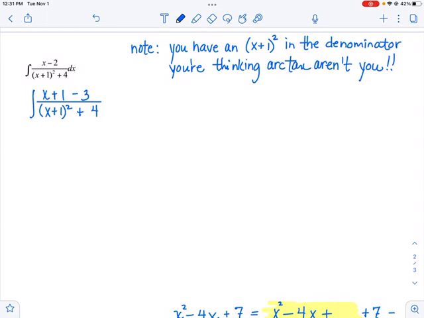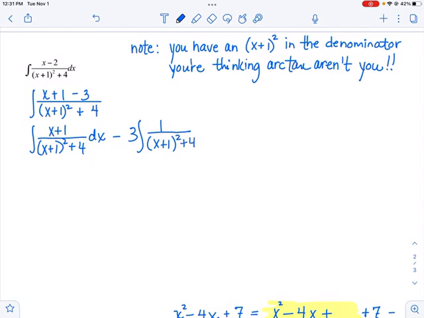So let's see how this works. If I take this, it'll be the integral of x plus 1 over that whole denominator, x plus 1 squared plus 4 dx. And then I could make that just a minus 3 times the integral of 1 over x plus 1 squared plus 4 dx.